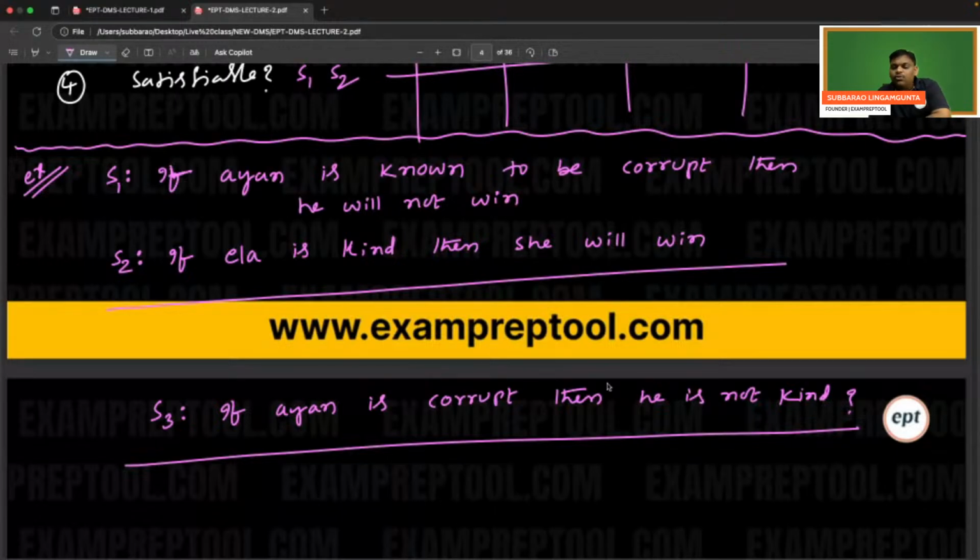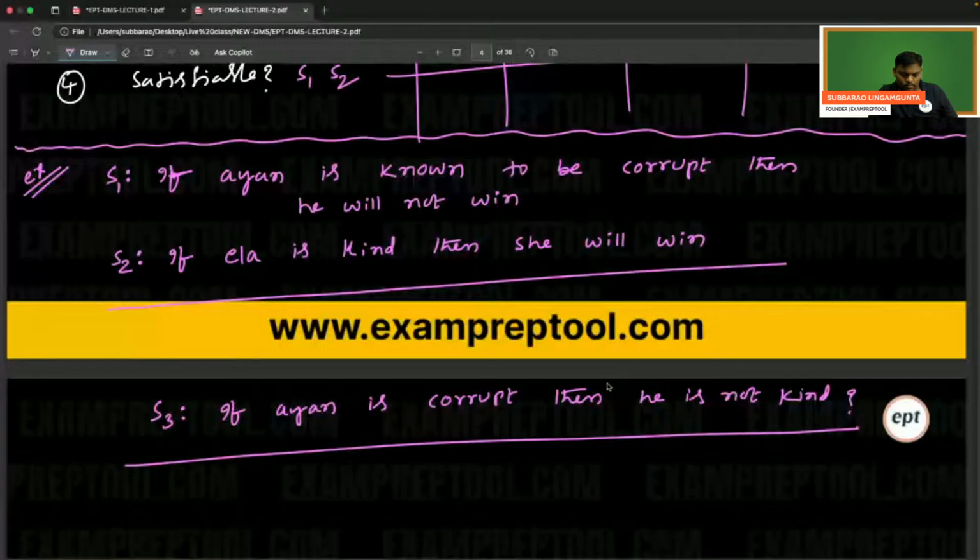If Iron is known to be corrupt, then he will not win. If Ella is kind, then she will win. If Iron is corrupt, then he is not kind. So let's see how many people can handle this. Everyone should try this.